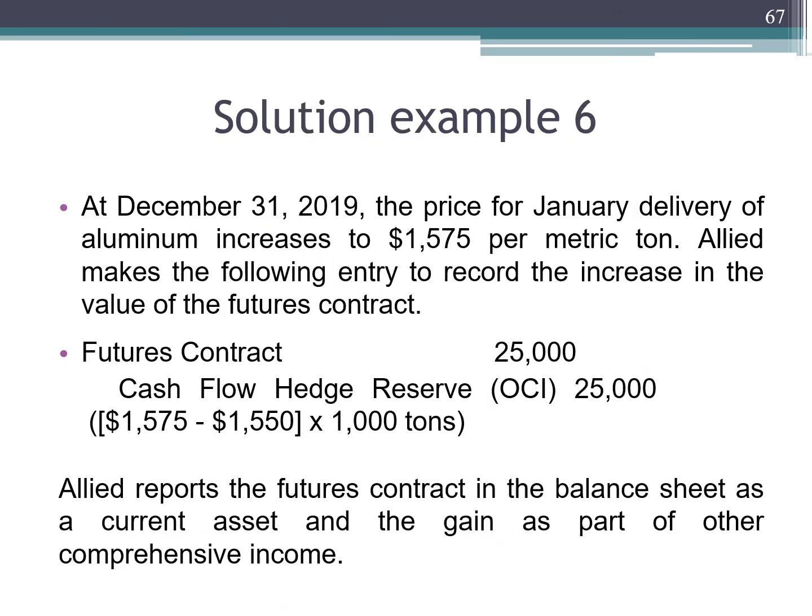So no entries here. On December 31st, the price for January delivery of aluminium increased to 1,575 per metric ton. So you have a few dates here. On 1st of September, this is your contract date or initial recognition date, and then on 31st December here is your reporting date, and then in January here is your maturity date or settlement date.